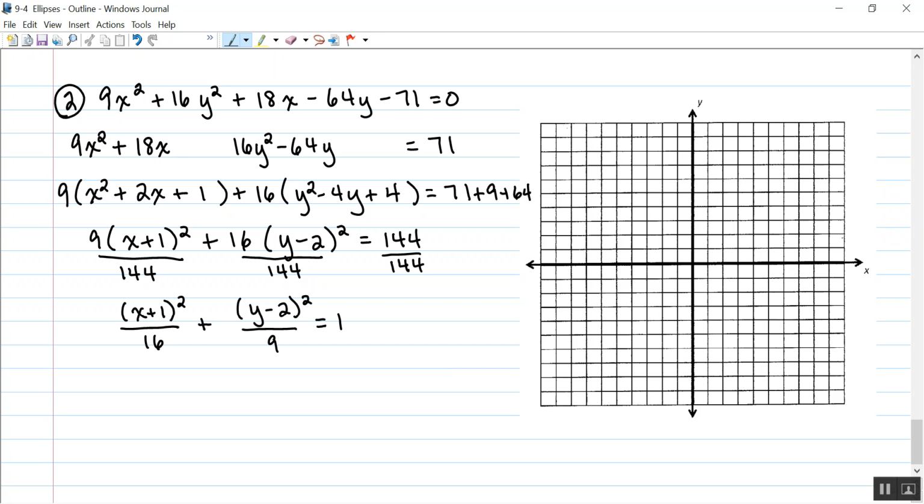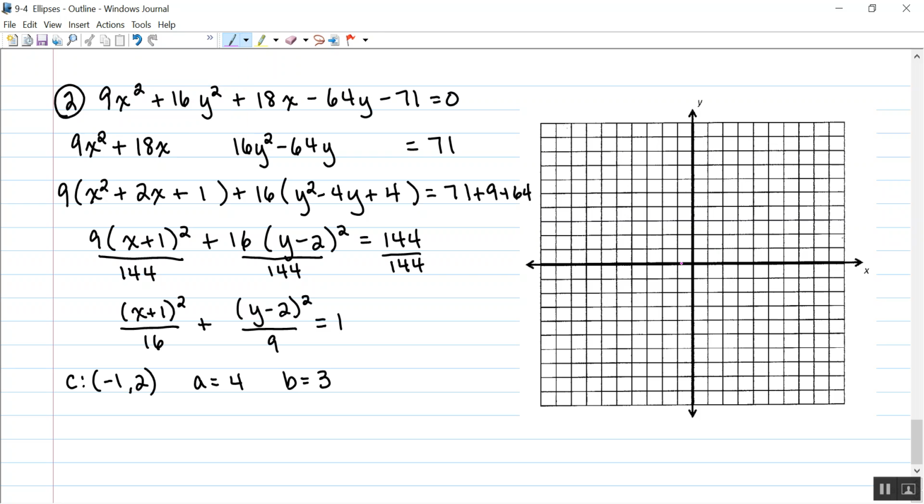Okay, now from this, it's actually pretty straightforward. I can get the coordinates of my center are going to be negative 1, 2, and a is larger, so 16 is a squared, so my a is going to be 4, and my b is going to be 3, and I think I'm going to go ahead and graph. And I'll worry about the foci in just a minute.